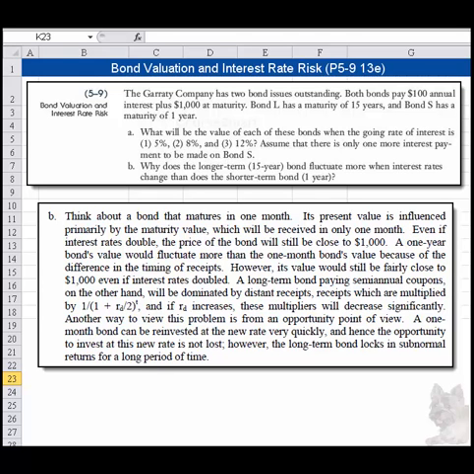Another way to view this problem is from an opportunity point of view. A 1-month bond can be reinvested at the new rate very quickly, and hence the opportunity to invest at this new rate is now lost. However, a long-term bond locks in subnormal returns for a long period of time. What this tells us is reinvestment risk is significant on longer-term instruments.